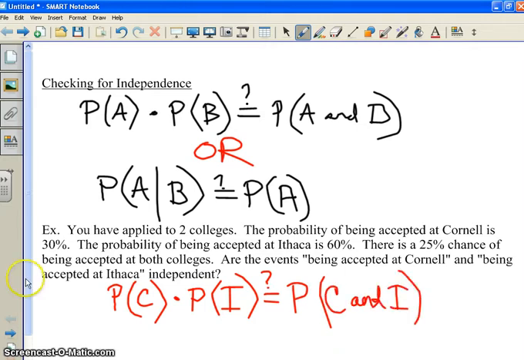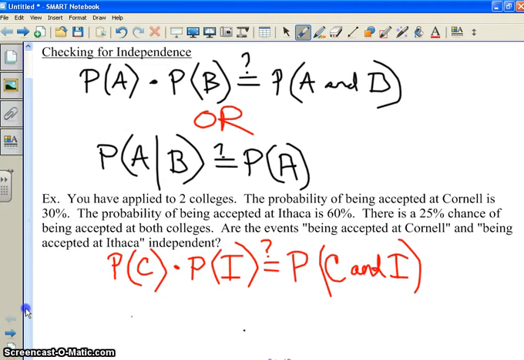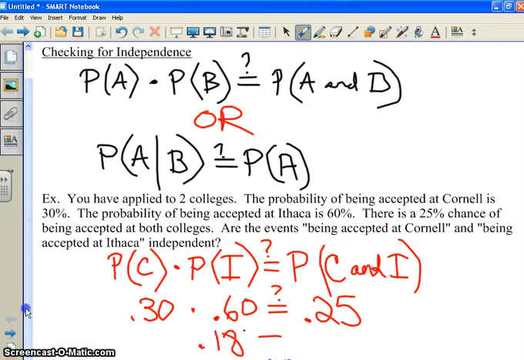So they've told us Cornell's chance of getting in, 30% of the people get in. At Ithaca, 60% of the applicants get in. And of the people that apply to both, 25% get into both. So does 0.3 times 0.6 equal 0.25? 0.3 times 0.6 is 0.18, which does not equal 0.25, which means these events are not independent.